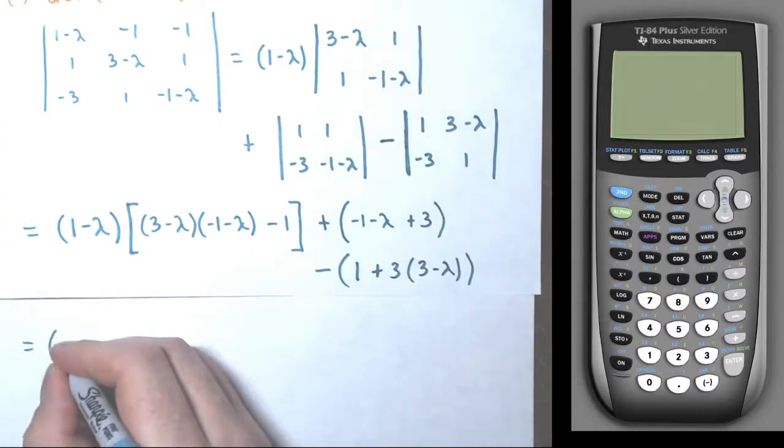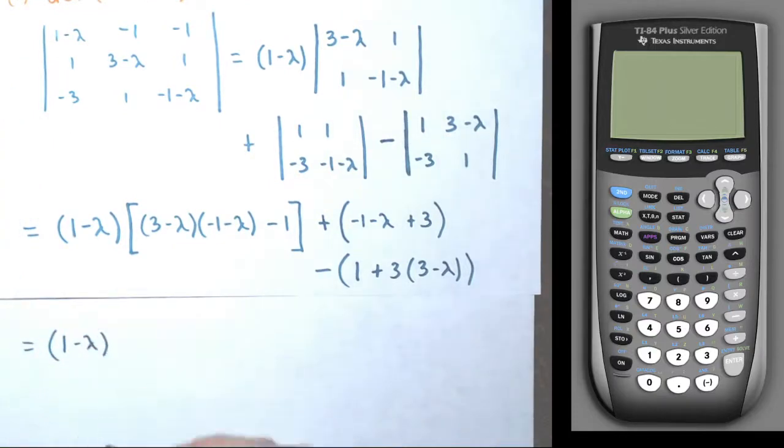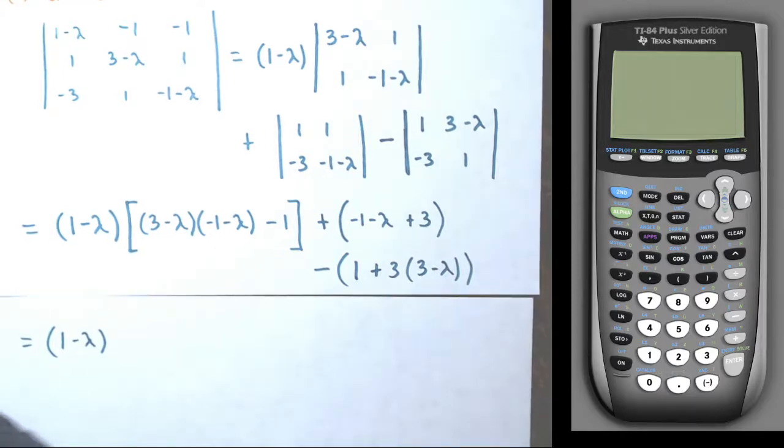So I've got 1 minus lambda. All right, and you know what? I'm just going to pause this for right now and come back when I get to the end of this.